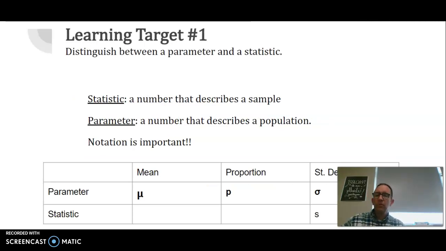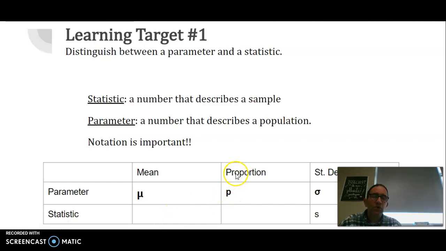So learning target number 1, remember that a statistic is a number that comes from a sample. It's easy to remember because statistic and sample both start with the letter S. Likewise, parameter starts with the letter P, and so does population. So a number that describes a population is called a parameter. Notation here is important as well. We're going to use mu, the Greek letter mu, to represent the mean of a population, so that would be the parameter. We're going to use X bar to represent the mean of a sample, so that would be the statistic. You can write X bar in this box right here.